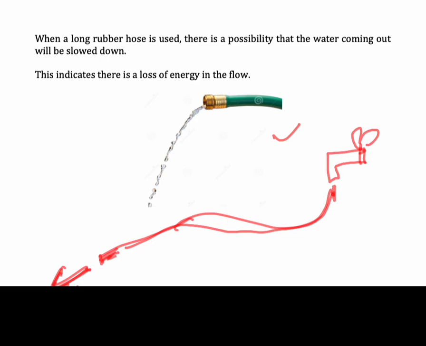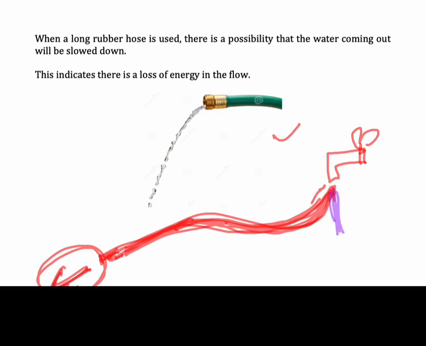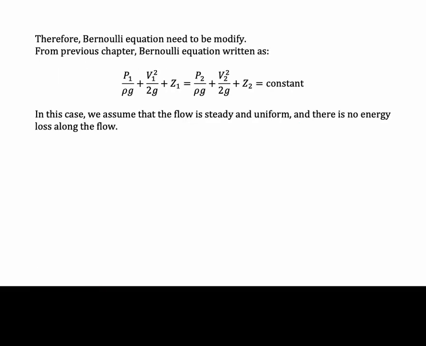It is because the kinetic energy in the liquid is actually used to overcome the friction along the rubber hose. That's why the velocity at the outlet here is much slower compared to the velocity of water that comes out from this faucet here. Therefore, the Bernoulli equation needs to be modified.